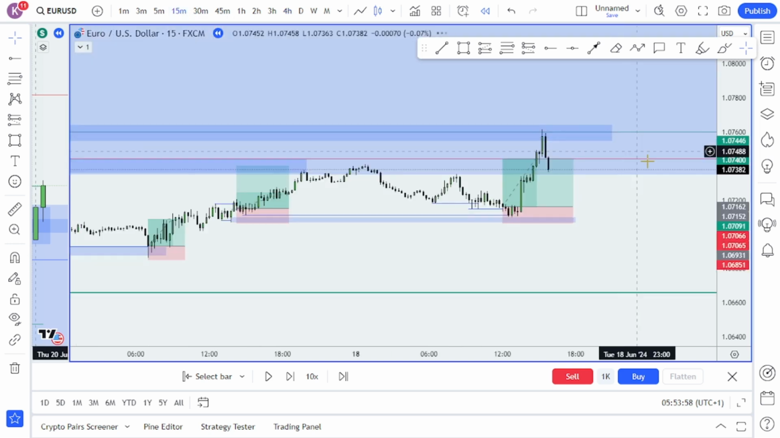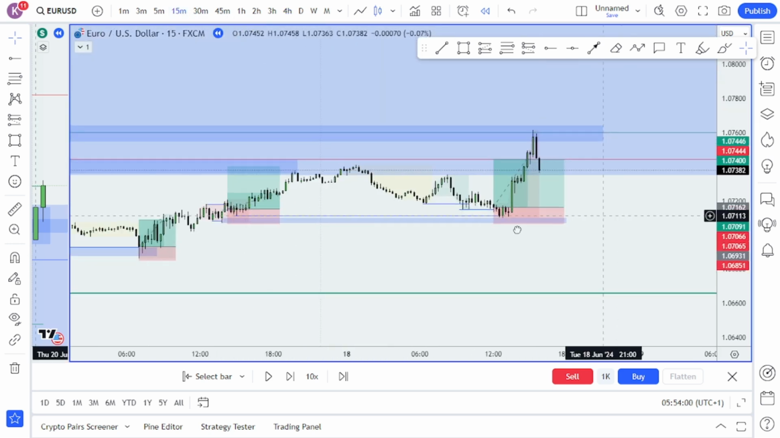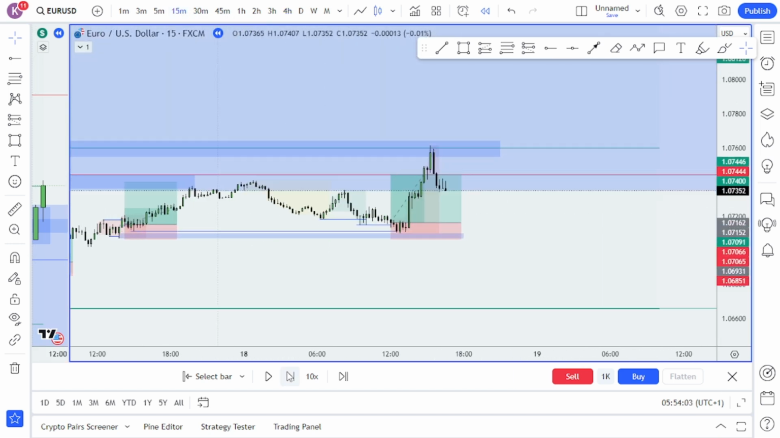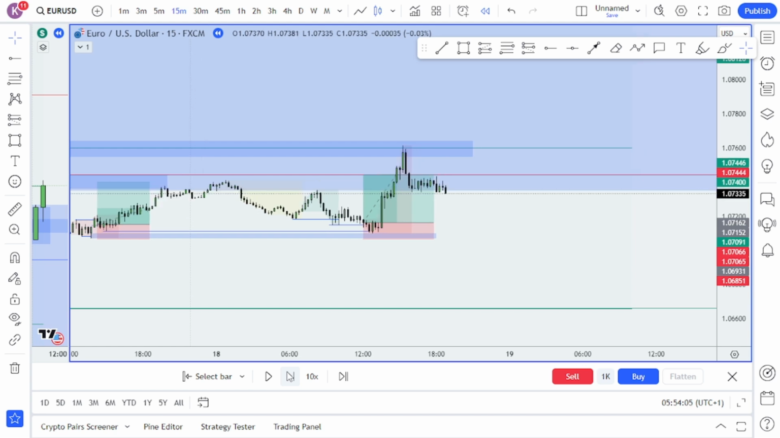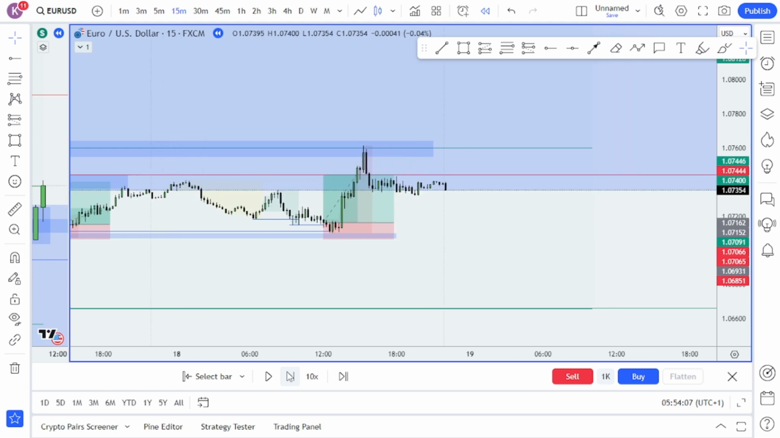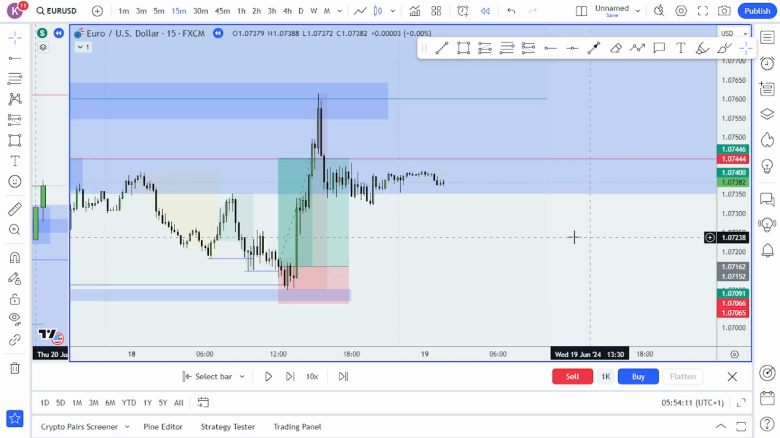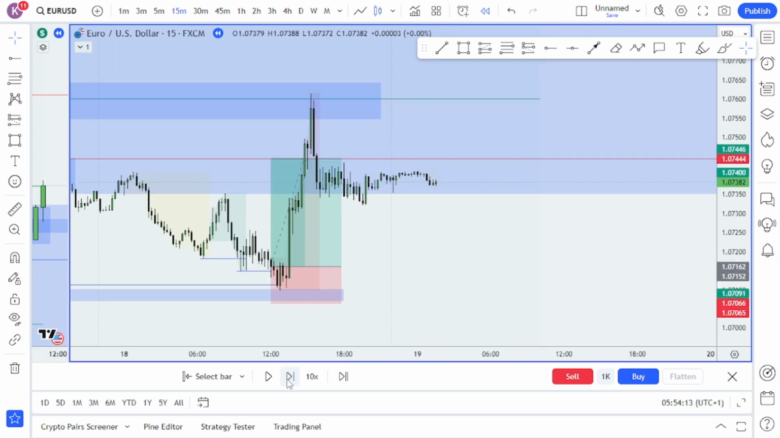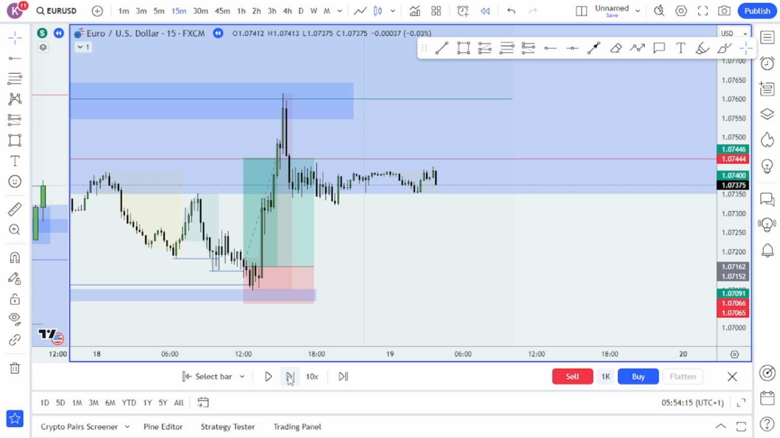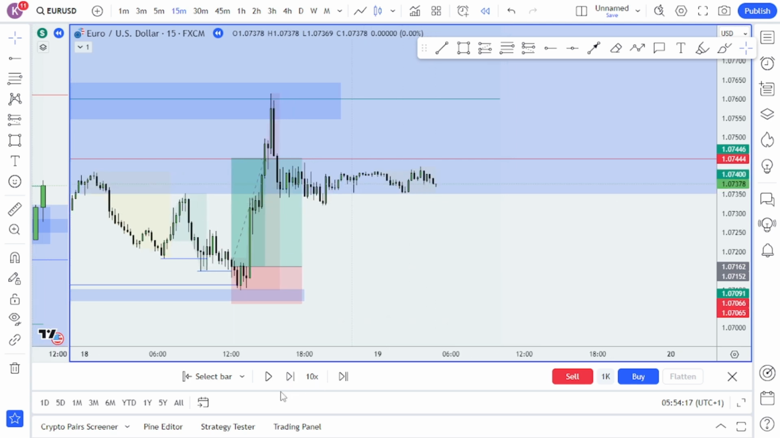But now we are going to be looking out for tomorrow's price action. So let's play tomorrow's price action. Let's see tomorrow's price action. Okay, so let's wait till 6.